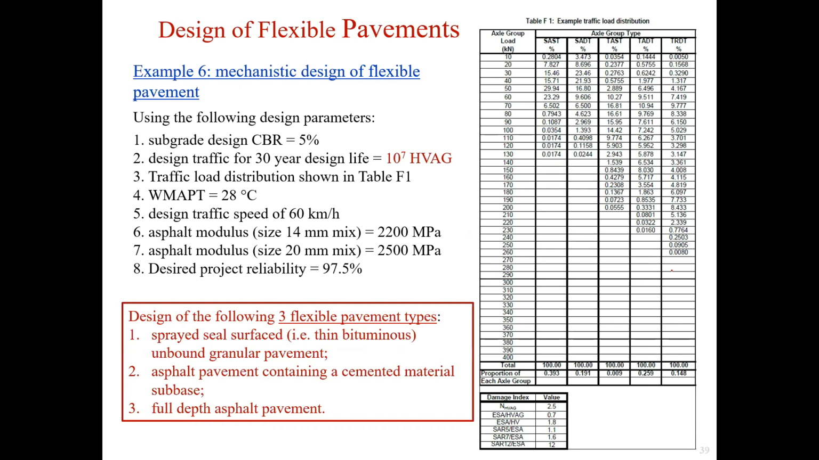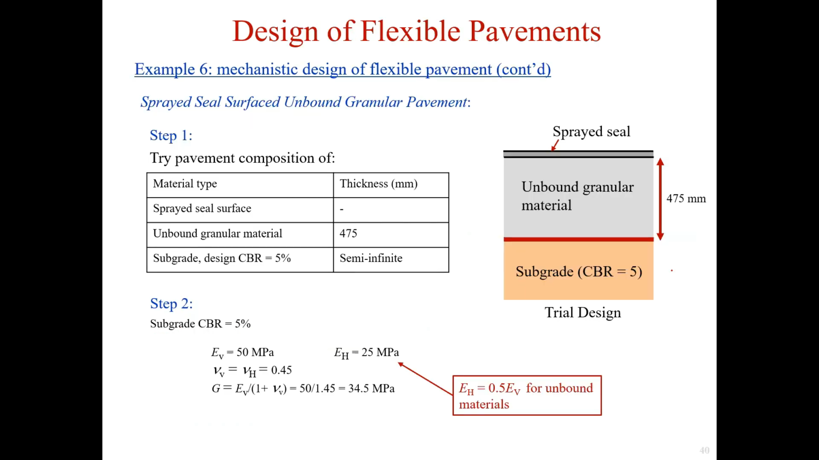Let's design the following 3 flexible pavement types: the spray seal surfaced or thin bituminous unbound granular pavement, the asphalt pavement containing a cemented material subbase, and full depth asphalt pavement. These are typical flexible pavement types, so let's discuss one after another. Let's look at case 1, the spray seal surfaced unbound granular pavement.